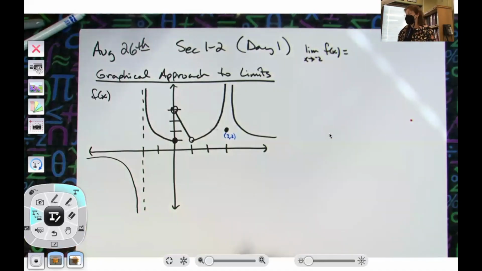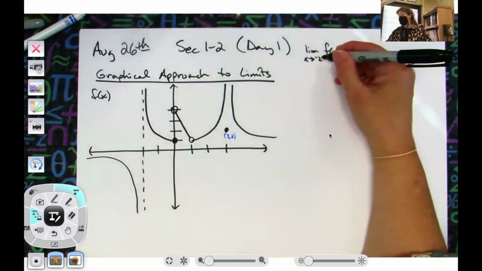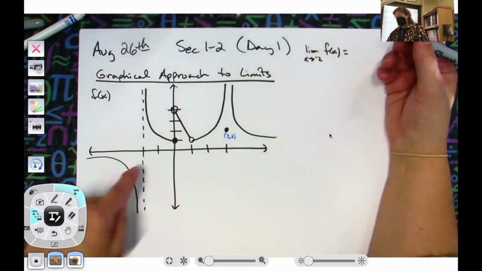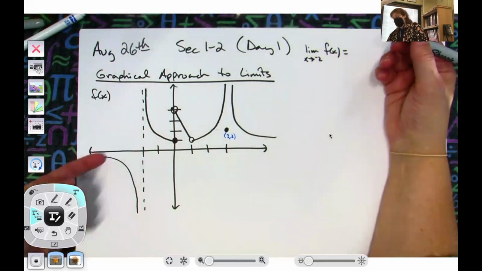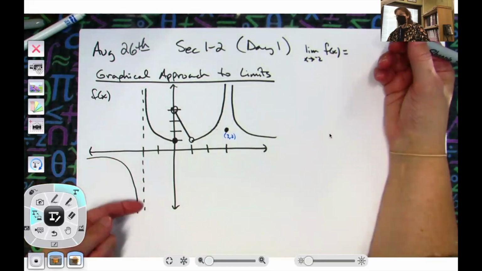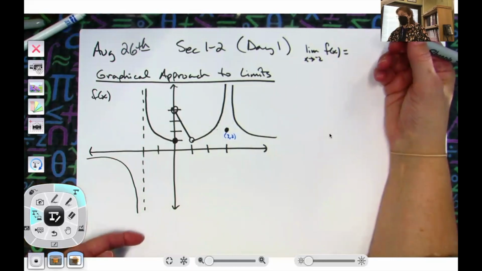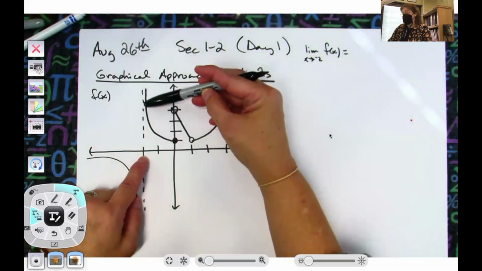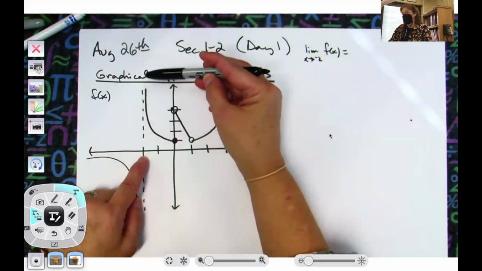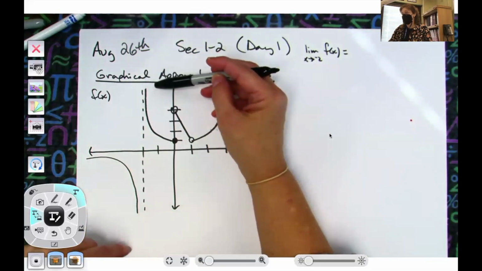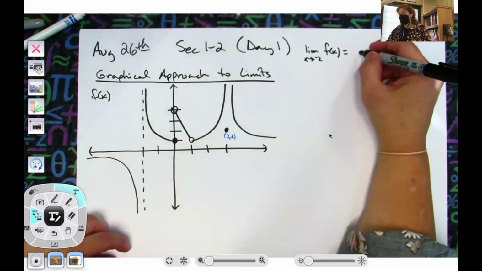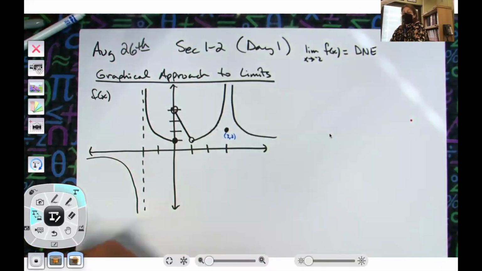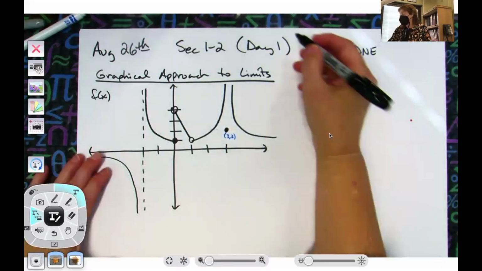All right, since I'm not indicating on that limit whether I'm coming from the right or from the left, I've just got to check both directions. Here's -2. As I come from the left, the graph is coming down here and it's going to negative infinity. Here's -2. As I come from the right, the graph is going to positive infinity. All right, so does the left and the right side equal? Nope, so this one does not exist because the limit from the left and the limit from the right does not match.